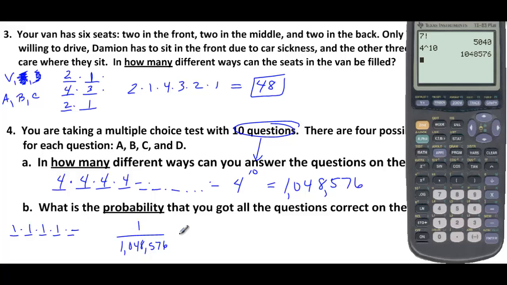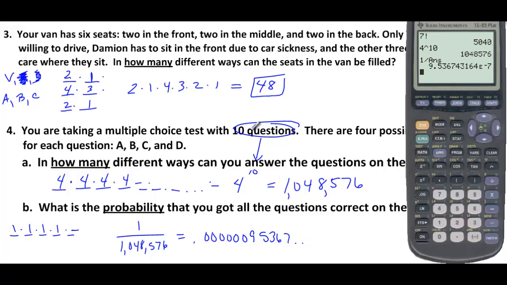So if you want to know what's the probability that, if you answer a 10-question multiple choice test, you get it right, I'm going to do 1 divided by my answer, and I get, now this is in scientific notation, 0.12345, this would be my 7th number, and so on. That's the probability that I get 100%.